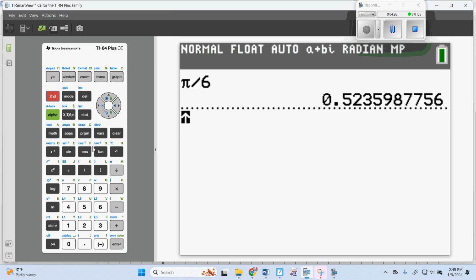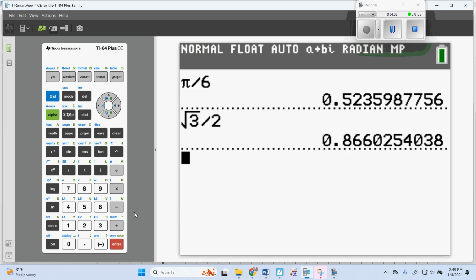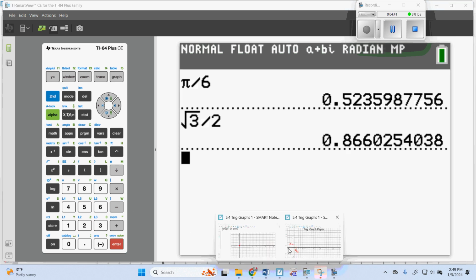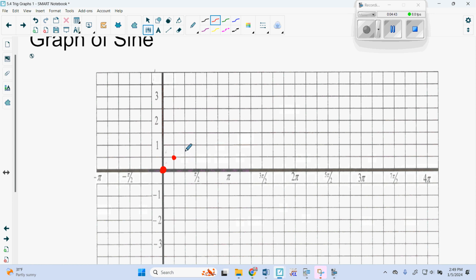And if we just learn what that is, square root of 3 divided by 2, so we have that in our head, is about 0.866. So when we go here, pi over 3 is 0.866. That's about right here. Pi over 2 is 1. 2 pi over 3, 0.866. 5 pi over 6 is 1/2. Pi is 0. 7 pi over 6 is negative 1/2.